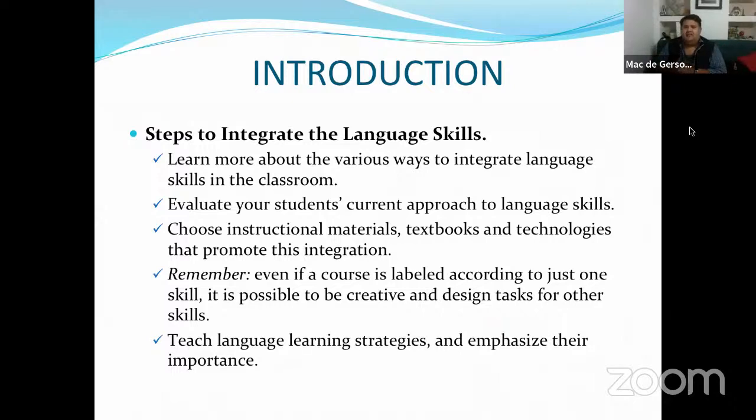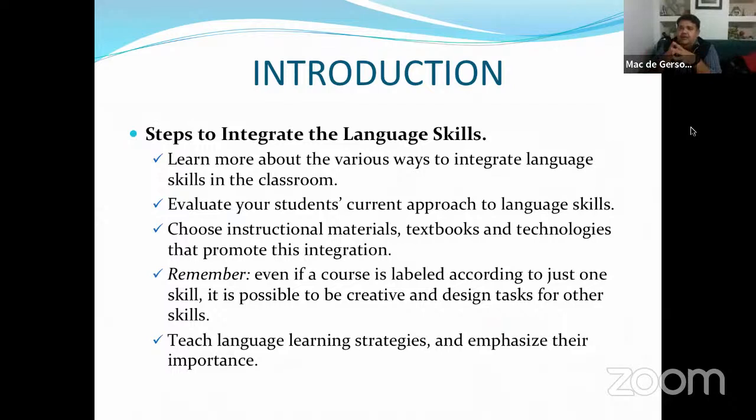And the last one, Christina? It's not the last one. Oh, no, excuse me. The following. Okay, remember, even if a course is labeled according to just one skill, it is possible to be creative and design tasks for other skills. Good.